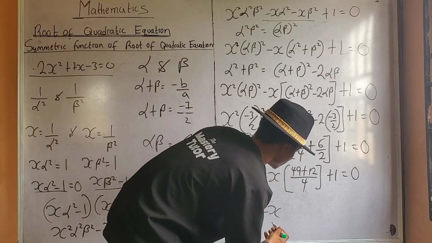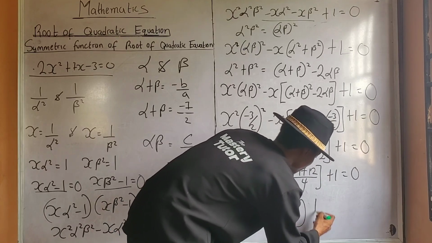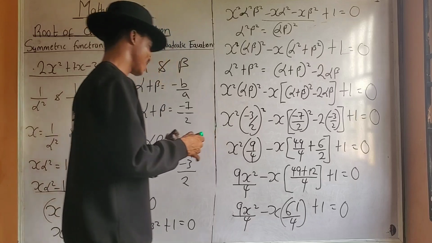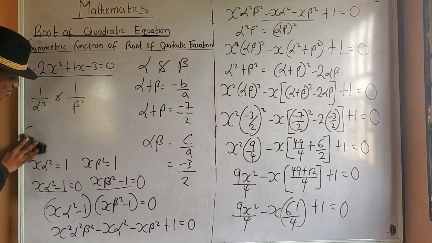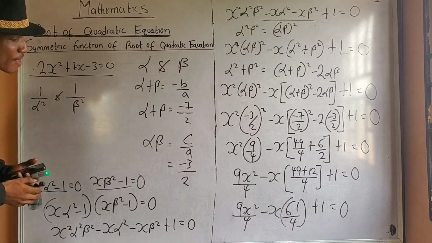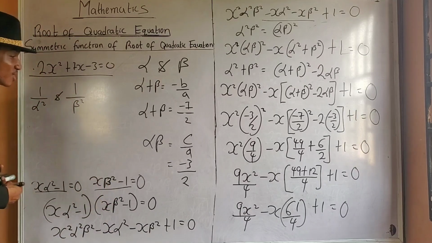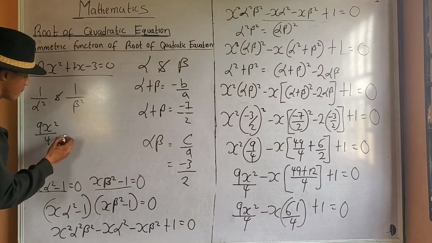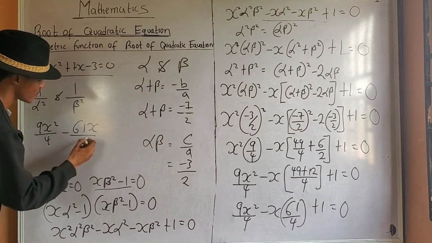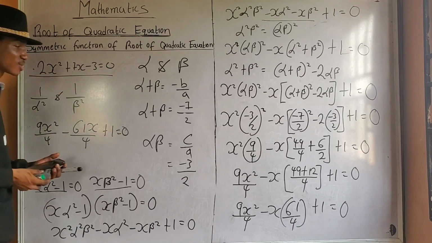Yes. 61 over 4 plus 1 equals to 0. I need to erase. Let me erase this. We are almost done, so just pay attention. Now, we have this equation. Listen. We have this equation: 9x squared all over 4 minus 61x all over 4 plus 1 equals to 0. That is the equation that we are asked to find.